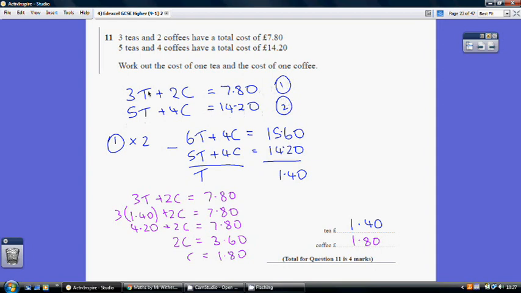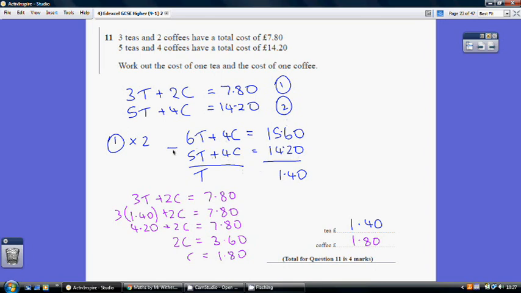So I need to line something up, either the C's or the T's. I'm going to choose to double this first equation so that I end up with 4c's, then I can eliminate the 4c's. So doubling everything in equation 1, I get 6t plus 4c equals £15.60. Now if I then align that with my equation 2, 5t plus 4c equals £14.20, I can now eliminate the 4c's if I choose to subtract the bottom equation from the top.